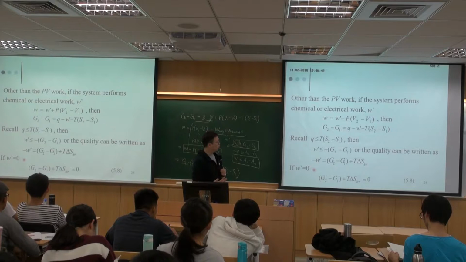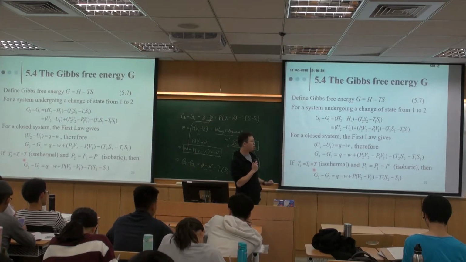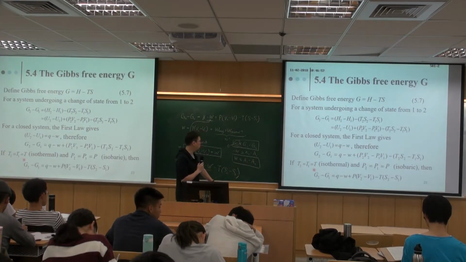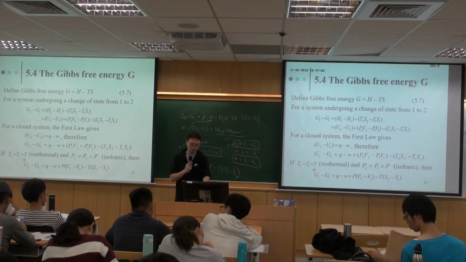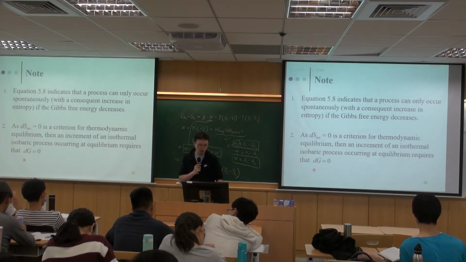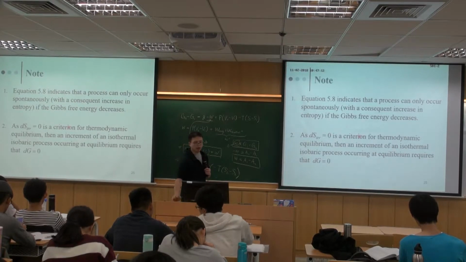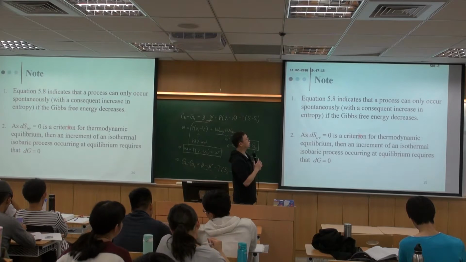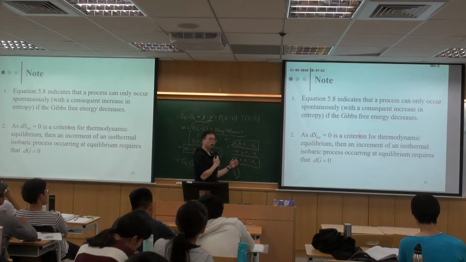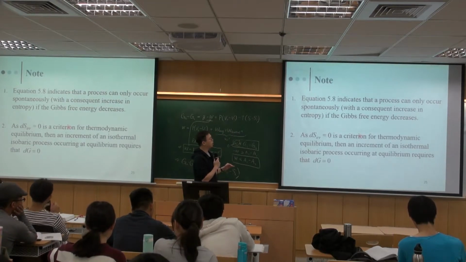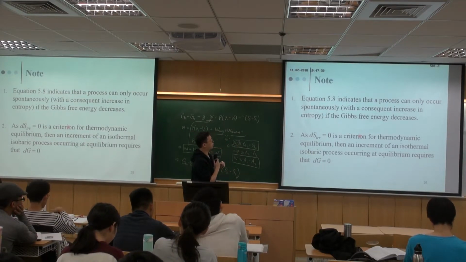So very similar to what we saw for the Helmholtz free energy, except that here we're dealing with isothermal and isobaric. But for the Helmholtz free energy case, we're dealing with, at the beginning, just isothermal, right? So this equation indicates that a process can only occur spontaneously if the Gibbs free energy decreases. So that's the same as when we saw for Helmholtz free energy: a spontaneous process only occurs when the Helmholtz free energy is decreasing.